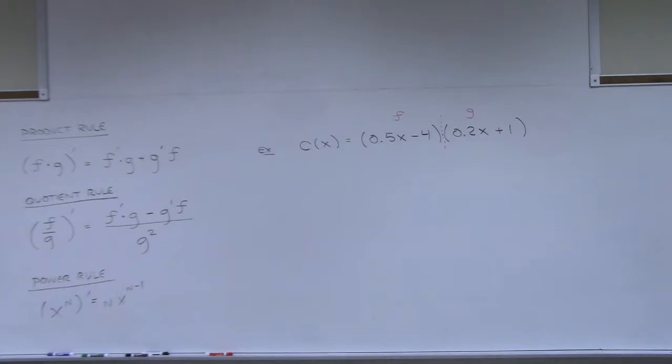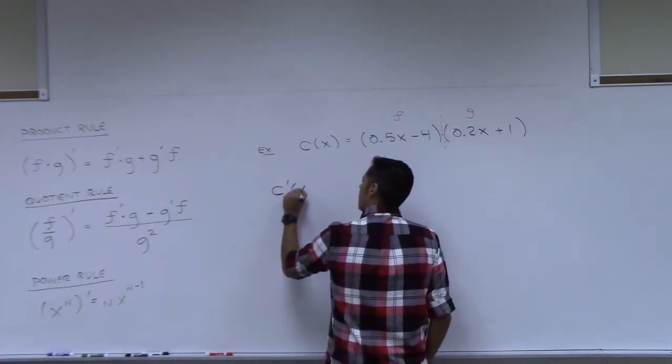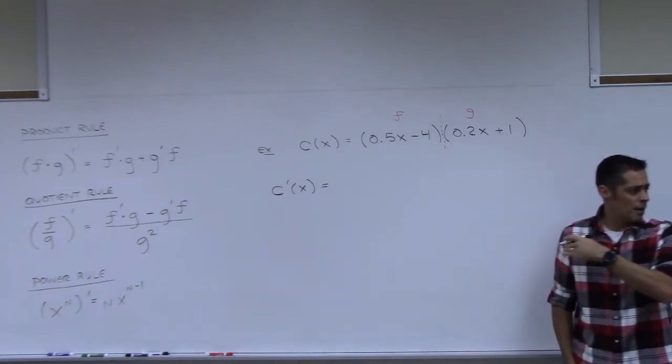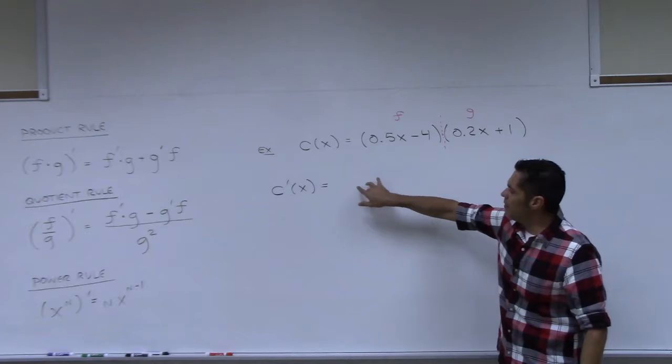All right. So what should I do here? If I want the derivative of this, I'm going to do f prime g plus g prime f, right? F prime g plus g prime f. So what is the derivative of f?